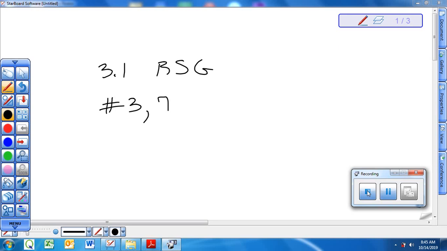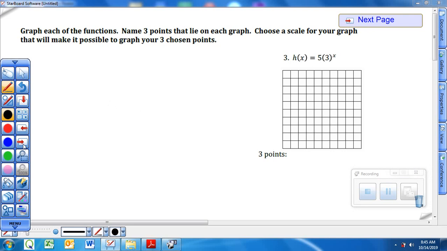So the first problem here, number 3, says, graph each of the functions, name 3 points that lie on each graph, choose a scale for your graph that will make it possible to graph your 3 chosen points. You have a couple ways to approach this. You can go to desmos.com and type in the function and graph it and see what it looks like, but you have to put it on the graph they gave us, so you've got to figure out the scaling.